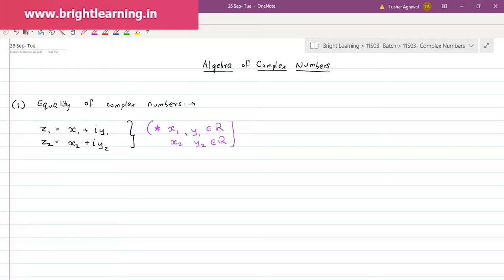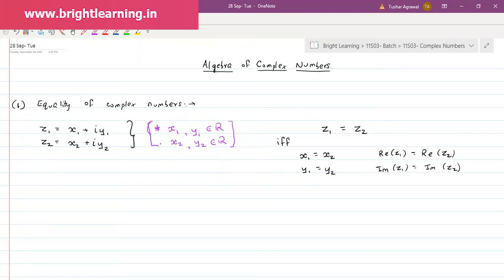If this condition is known, then z1 is equal to z2 if and only if the real part of z1 is equal to the real part of z2, that is x1 equal to x2, and the imaginary part of z1 is equal to the imaginary part of z2, that is y1 equal to y2.